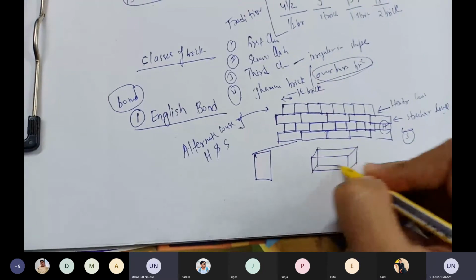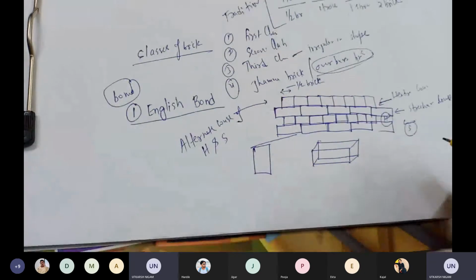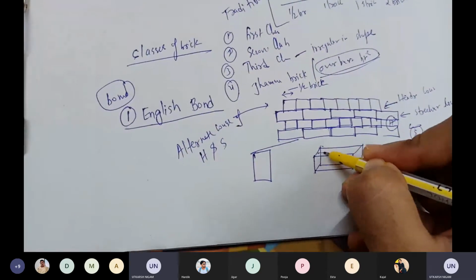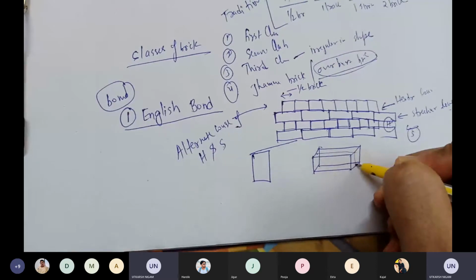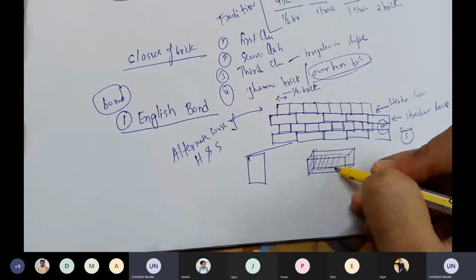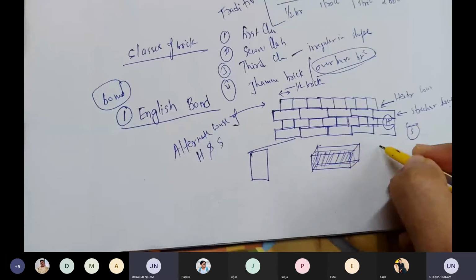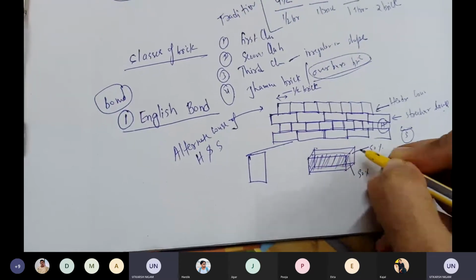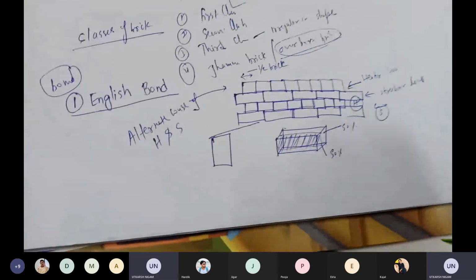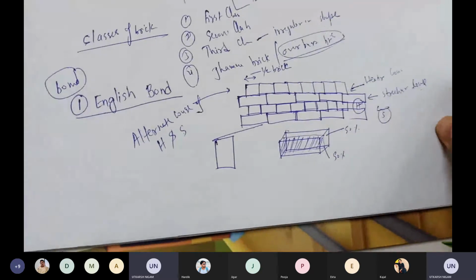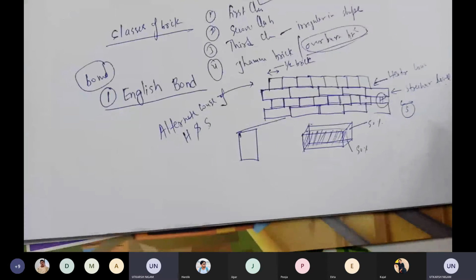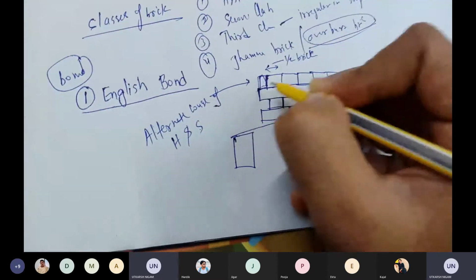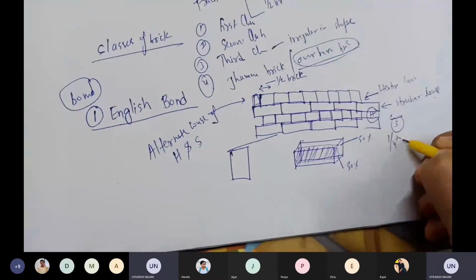If we have this particular brick and I cut it 50%, this portion and that portion, the 50% portion which I cut down is shaded. So 50% portion is this, and 50% portion is this. This 50% is known as the queen closer. So this queen closer is sometimes used here as 1/4.